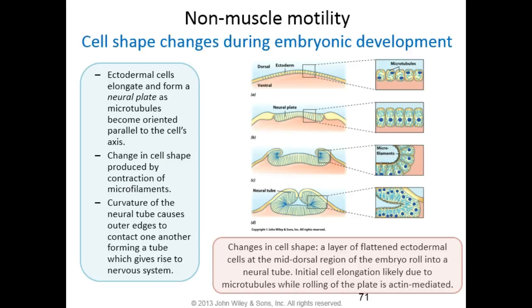The neural plate cells elongate as microtubules become oriented with their long axis parallel to that of the cell. After elongation, neural epithelium cells become constricted at one end and thus become wedge shaped, so that the entire layer of cells curves inward. This curving of the cell layer occurs after a microfilament band assembles in the cell cortical region just beneath the apical cell membrane. The microfilament band then contracts, narrowing that end of the cell. Eventually, the neural tube curvature causes the outer edges to contact one another, forming a cylindrical hollow tube that will give rise to the animal's entire nervous system.